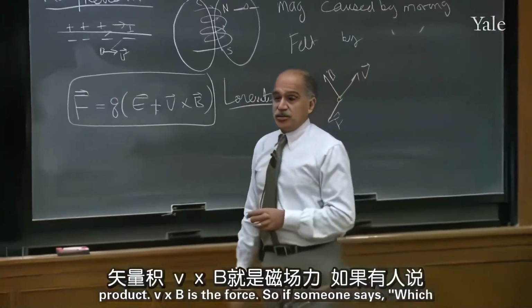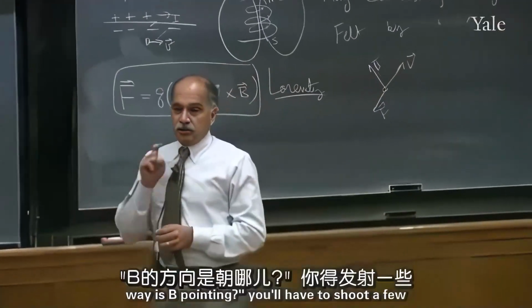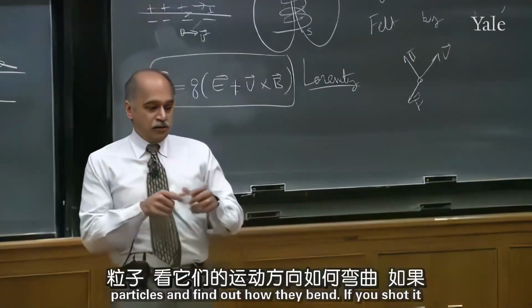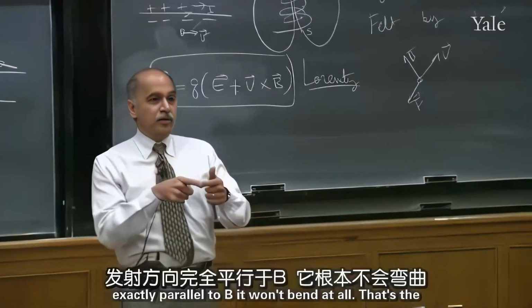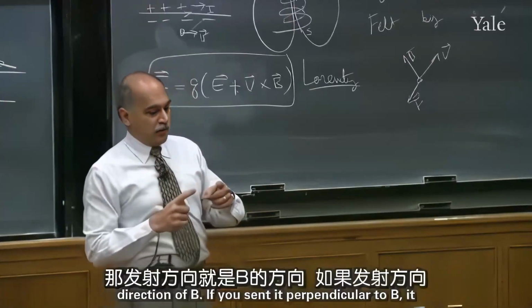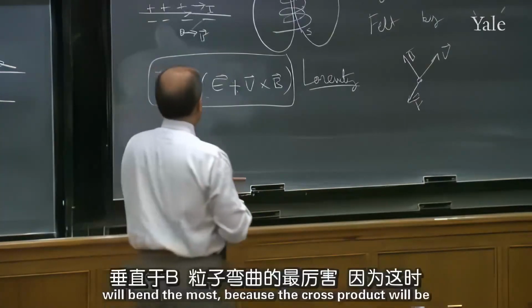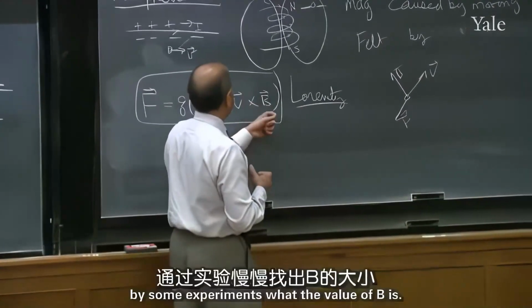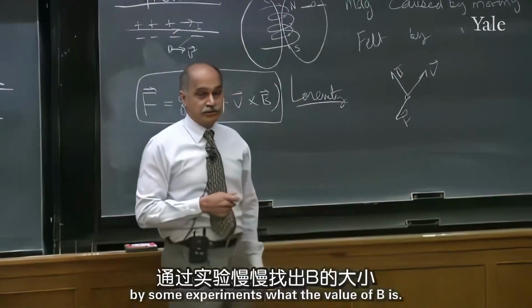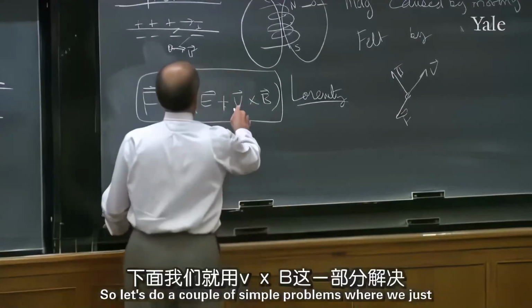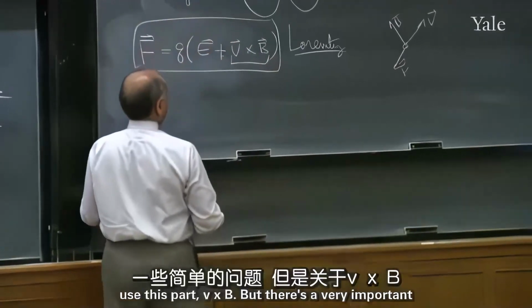So if someone says, which way is B pointing, you'll have to shoot a few particles and find out how they bend. If you shot it exactly parallel to B, it won't bend at all. That's the direction of B. If you send it perpendicular to B, it'll bend the most, because the cross product will be the biggest. Then you can slowly determine by some experiments what the value of B is. So let's do a couple of simple problems where we just use this part, V cross B.